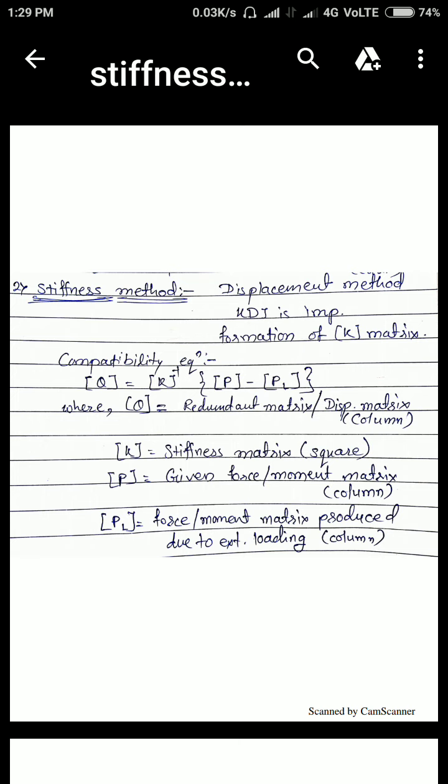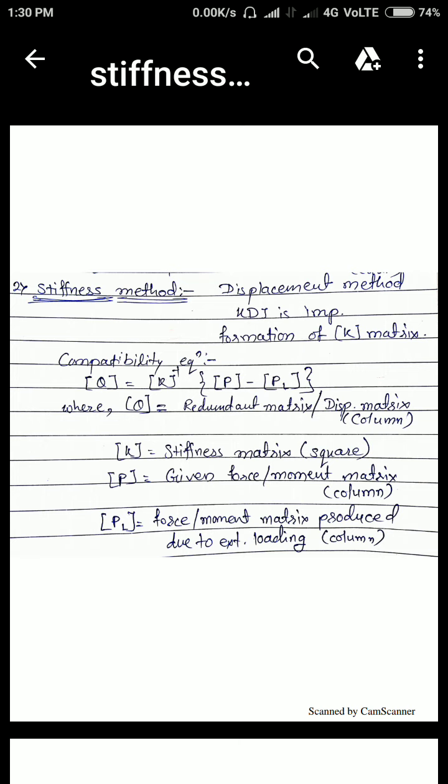That will be equal to the inverse of the K matrix. The K matrix is nothing but your stiffness matrix, and once again it will be a square matrix depending on the number of kinematic degrees of indeterminacy of the structure. Next, in bracket, P matrix minus PL matrix. What is meant by P matrix and PL matrix? The first one, the P matrix, is nothing but the given force or moment matrix. Once again it will be a column matrix, because it will contain only a force or moment depending on which joint displacement we have taken as a redundant over here.